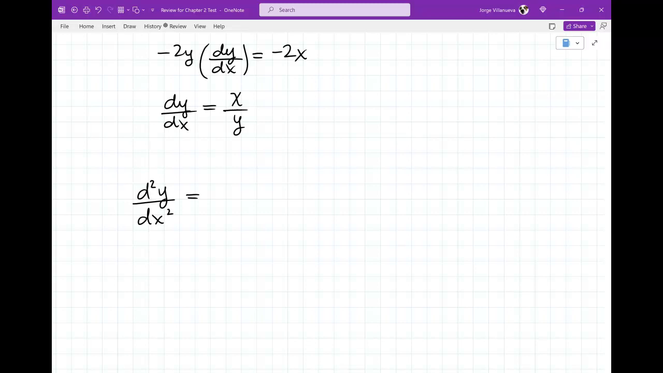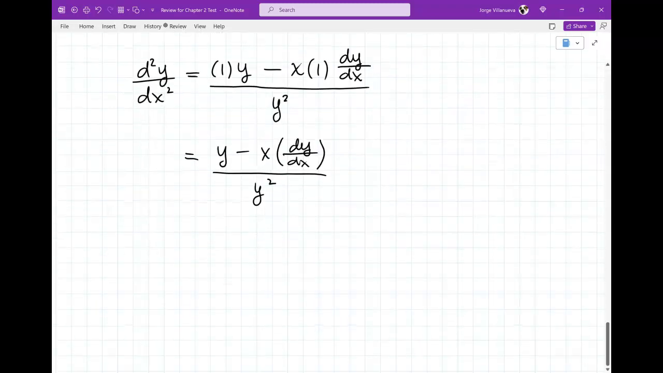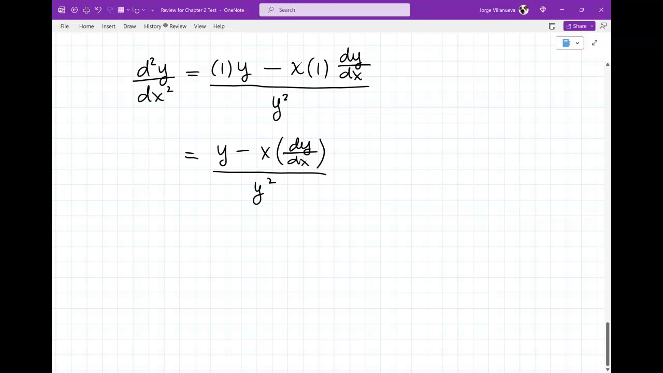That's a quotient rule, right? Quotient rule. So what's the derivative of x? 1. I don't need to write dx dx. So 1 times y minus x times the derivative of y, which is 1 dy dx, over, what am I supposed to put on the bottom? y squared. All right, let me clean this up really quick. y minus x dy dx over y squared. Are we okay so far? Just doing the quotient rule?